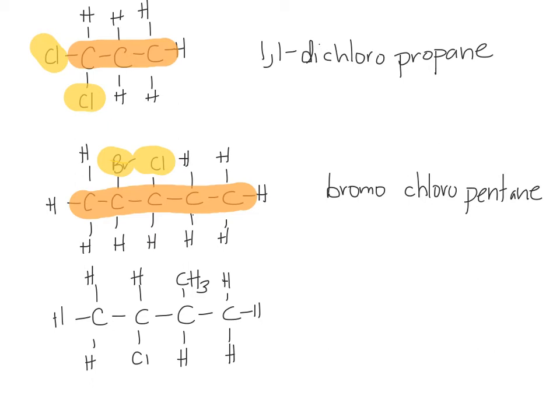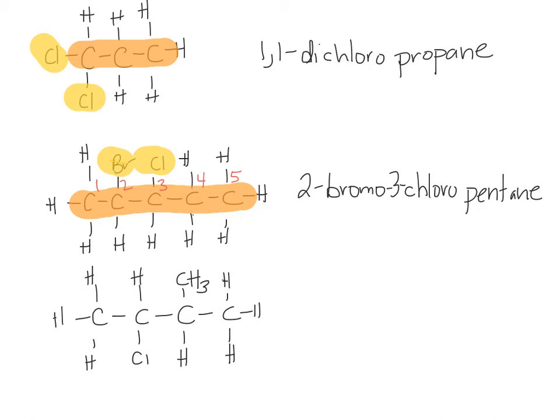Because numbering priority goes alphabetically here, we're going to start numbering from the left because that will give us our lowest possible combination. If it went from the other end, it would be carbons 3 and 4. This way it's carbons 2 and 3. So bromine is on carbon 2, and the chlorine is on carbon 3. So it's 2-bromo-3-chloropentane.